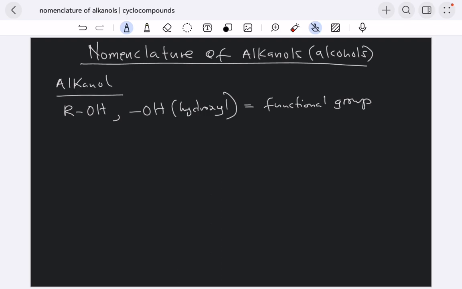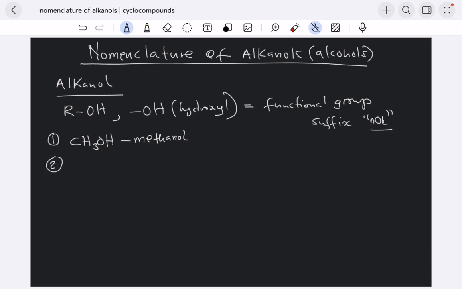Let's look at some of the examples. So we can have CH3OH, which represents what we call methanol. They carry, and this is very important, a suffix of NOL. So they carry a suffix of NOL.